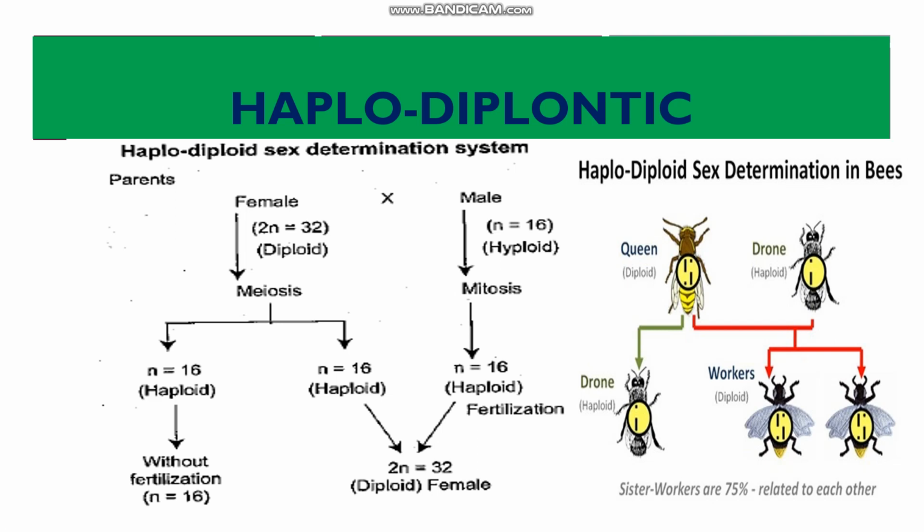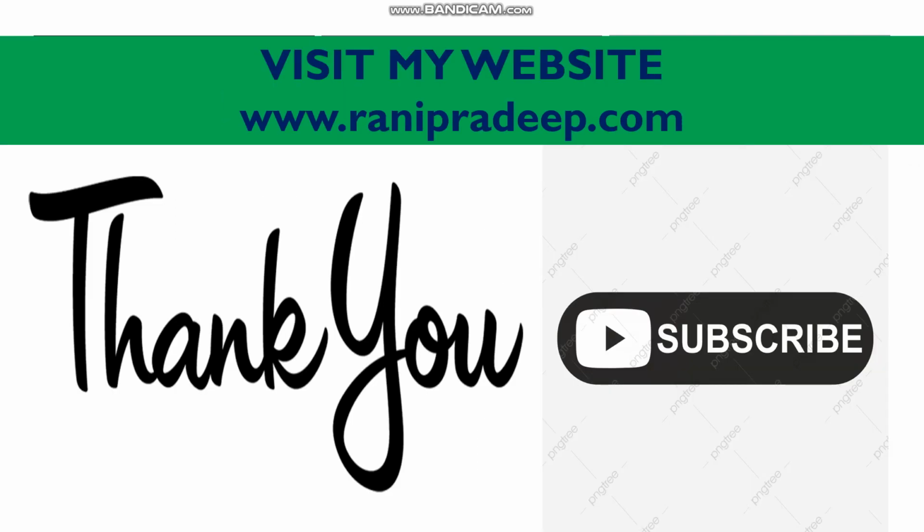So these are the different types of sex determination: XX-XY mechanism, XX-XO mechanism, ZZ-ZW mechanism, and haplodiploid mechanism.